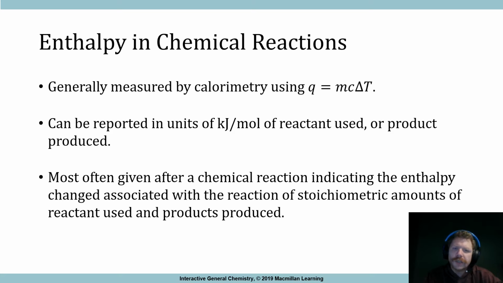Enthalpy in chemical reactions generally is going to be measured by calorimetry using our equation Q equals mc delta T. This can be reported in units of kilojoules per mole of reactant used or of product produced. Most often, given a chemical reaction, it indicates the enthalpy change associated with the reaction of stoichiometric amounts of reactant used and product produced.